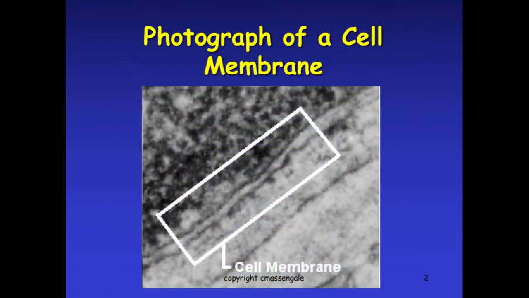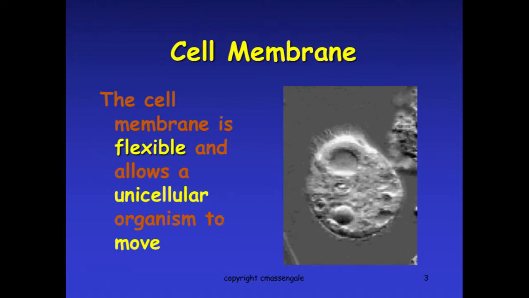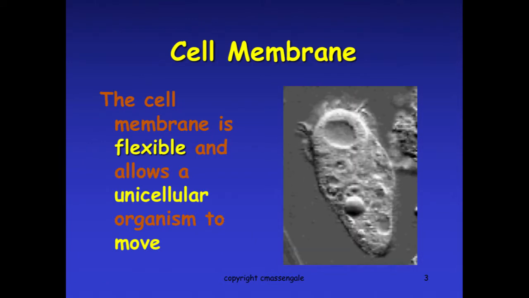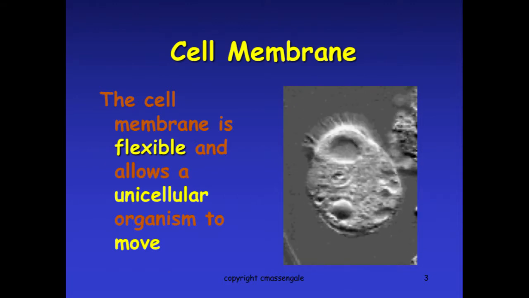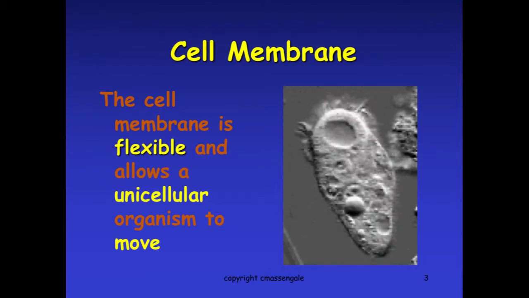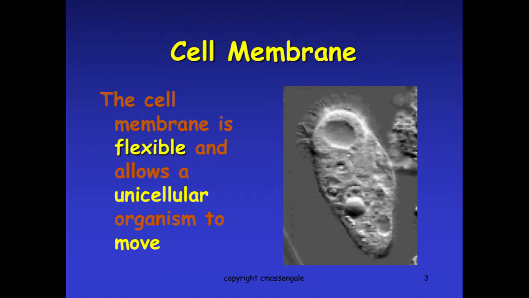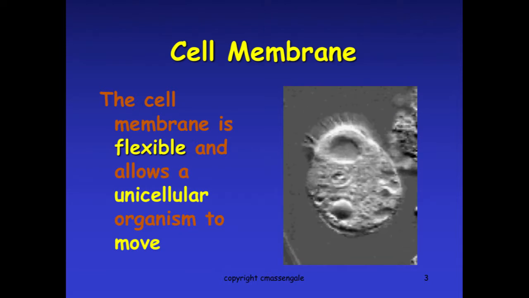So here's a real picture of a cell membrane from an electron microscope. This is what led scientists to believe that the cell membrane was actually composed of two distinct layers. So keep in mind that all organisms, whether you're considered to have a trillion cells like a human or just one cell like an amoeba and a paramecium, all organisms are made up of cells, and all cells have a cell membrane. It is flexible and it does allow things to move.